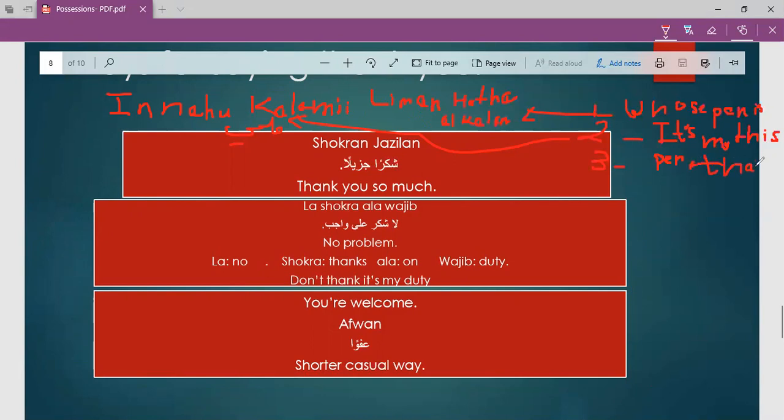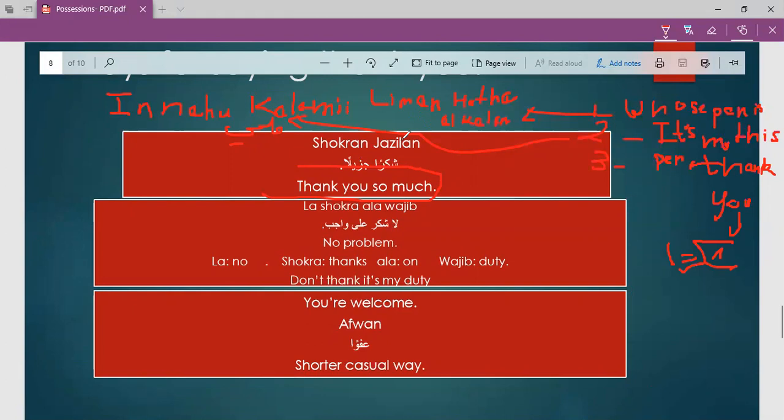For example, thank you. You are going to thank him. What does thank you mean, guys? In general, in an informal way, it's shukran, okay? Shukran is an informal way. Because you are thanking your professor or your teacher, you have to be more formal. You say thank you so much. What does thank you so much mean? Shukran jazilan. Shukran is thank, jazilan is thank you so, so much.